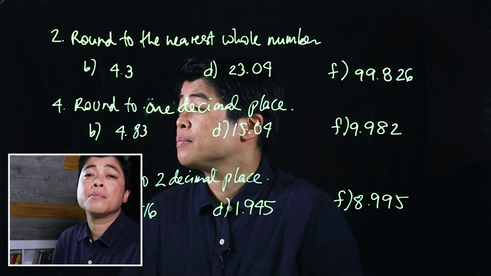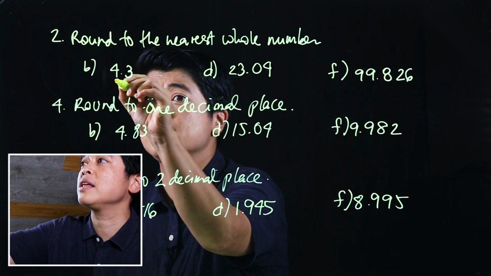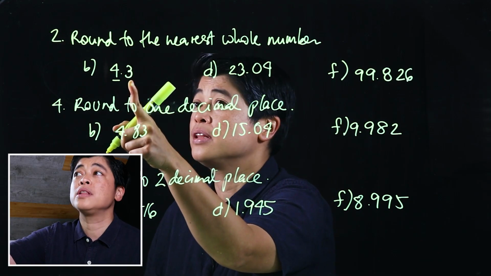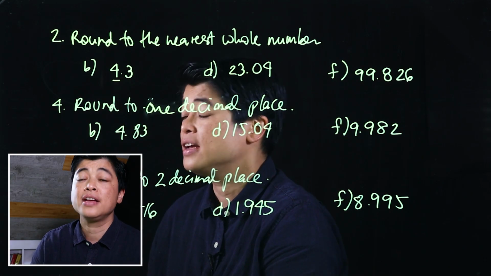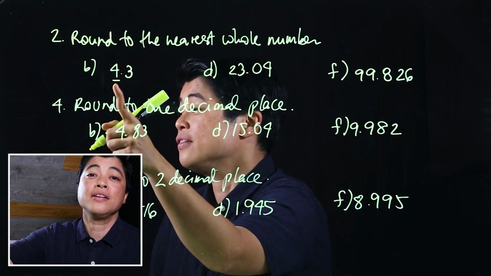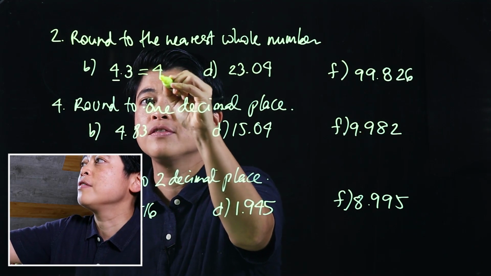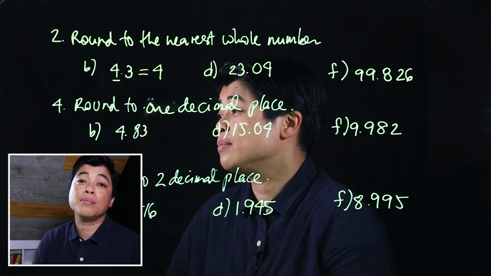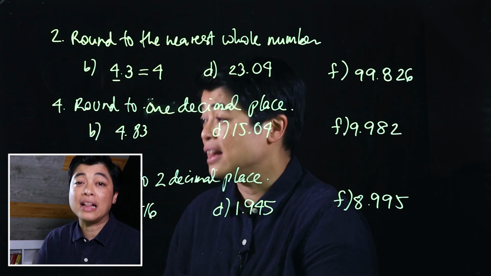In number 2, it says round to the nearest whole number. So we will underline the whole number, and then look at the digit after the whole number. If it's 5 or more, the 4 becomes a 5. But if it's lesser, then the 4 stays 4. In this case, this happens to be 4. If you want to put the squiggly equal to, that's fine because this is technically not equal to that. So that's an approximate value.